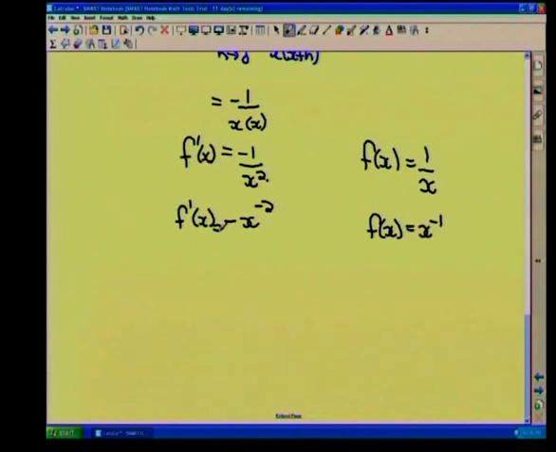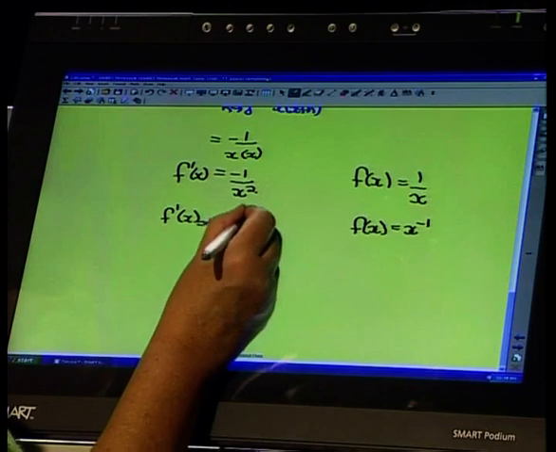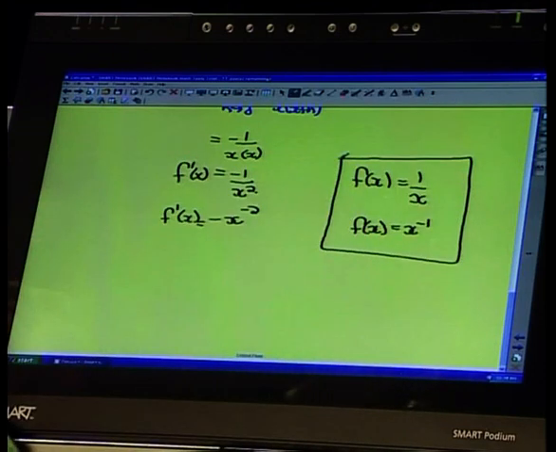Now, have a look there. That minus 1 has gone in front. And this was minus 1, and I subtracted 1 to give me minus 2. So we're heading towards the shortcut for this.